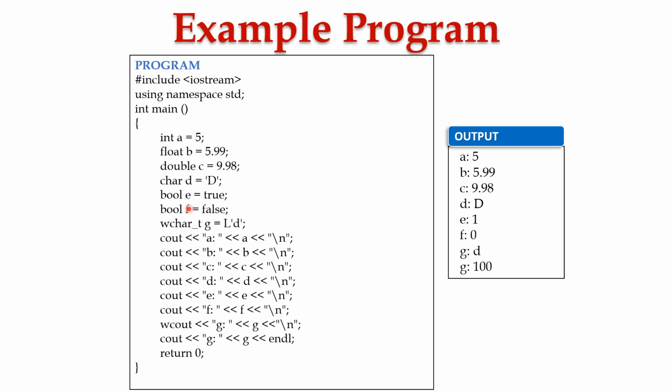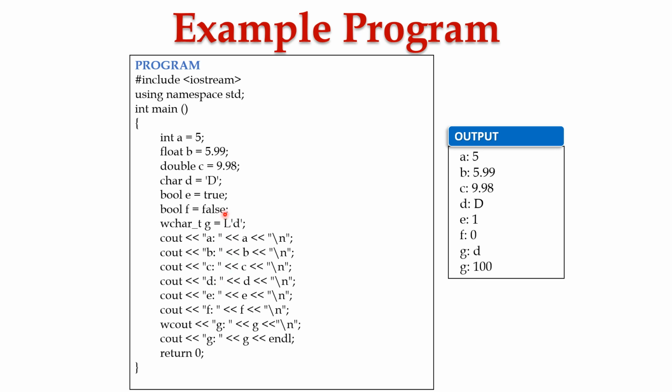The variable e is declared as bool with value true. The variable f is declared as bool with value false. The variable g is declared as wchar_t with value small d prefixed with capital L. Using the cout statement, the values of the variables a, b, c, and d are displayed to the users.